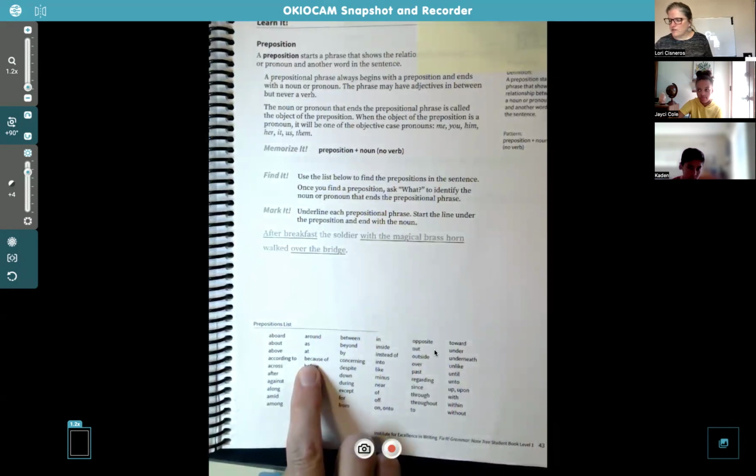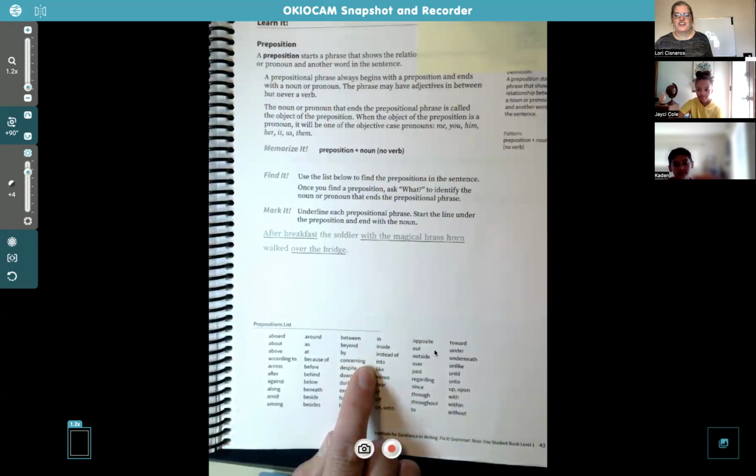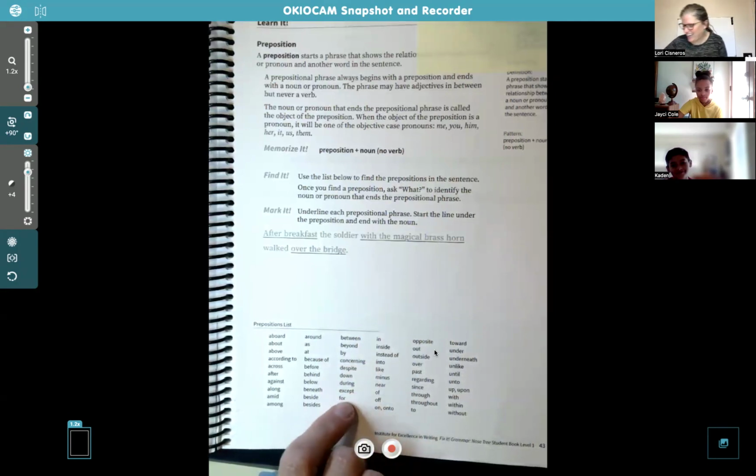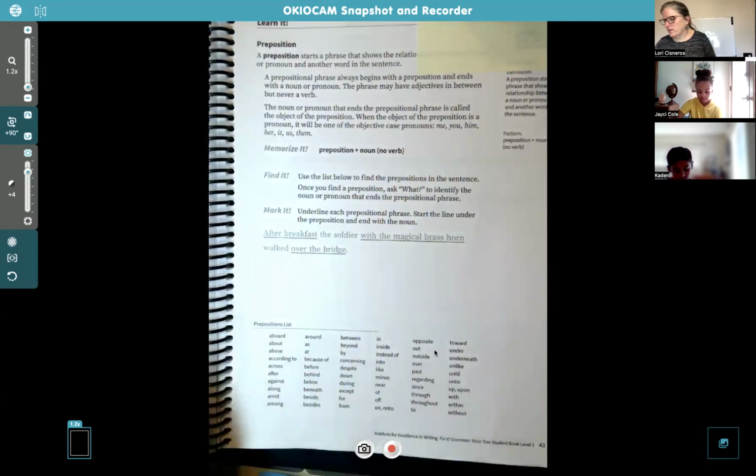The princess ran because of the dogs, because of the dogs across the bridge. I don't know. I'm trying to think of one. Oh, across is on here though. That would be a good one. The princess walked across the bridge. That's a good one. All right.